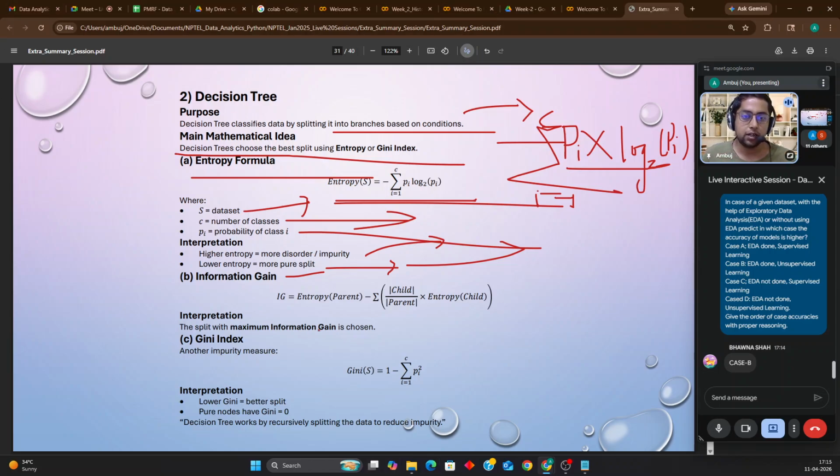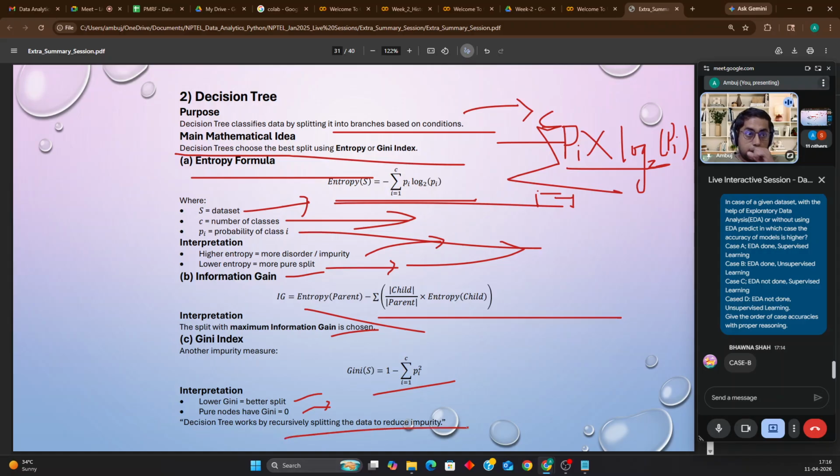Information gain is the entropy of the parent minus the weighted entropy of the children. The interpretation is that the split with maximum information gain is chosen. The Gini index is 1 minus the summation of i equal to 1 to C of Pi squared. The lower the Gini index, the better the split. Pure nodes have an index of 0. The decision tree regressor works by recursively splitting the data to reduce the error.